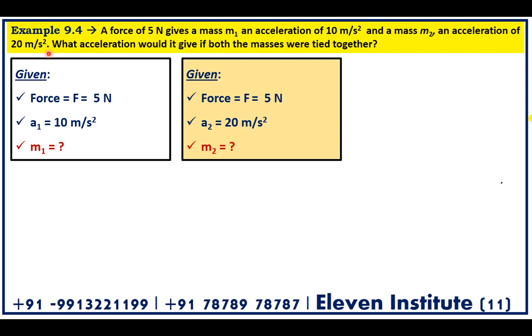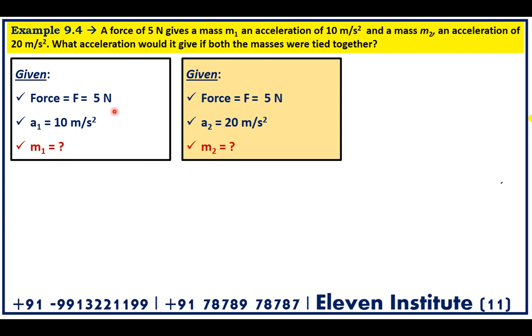Right? What acceleration would it give if both the masses were tied together? So again force is given to us, 5 newton. We have to find acceleration if both the masses were tied together. So for that, first we need to obtain the value of both the masses. Then and then only we can tie it. So first of all, we will find the value of m1 and m2 and then we shall add that. Right? So it is very easy to obtain the value of m1 and m2.